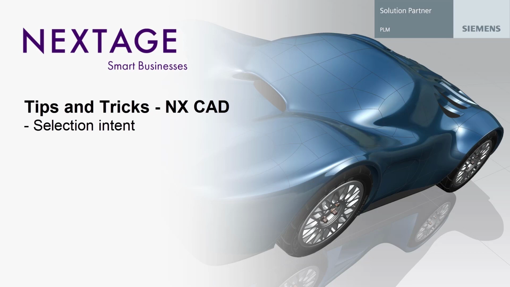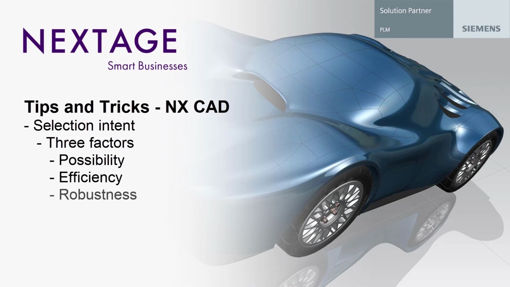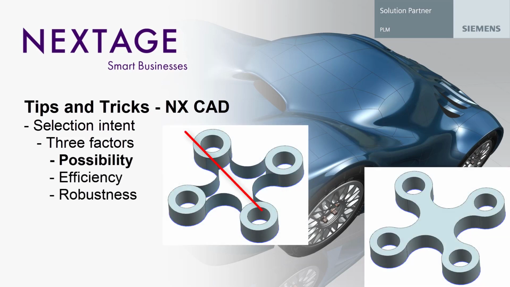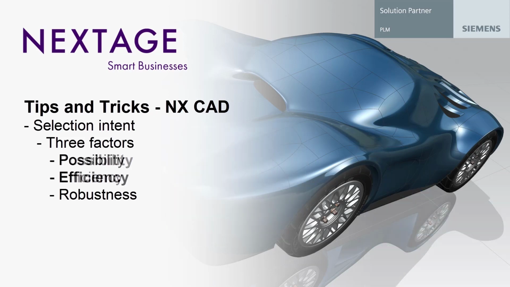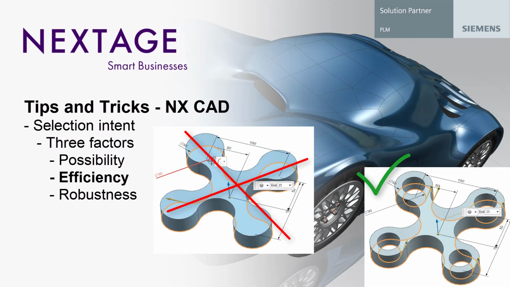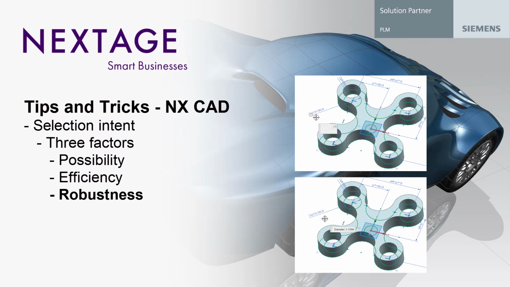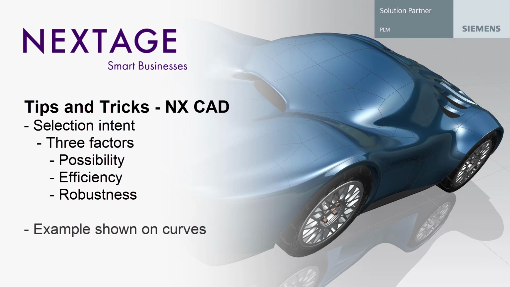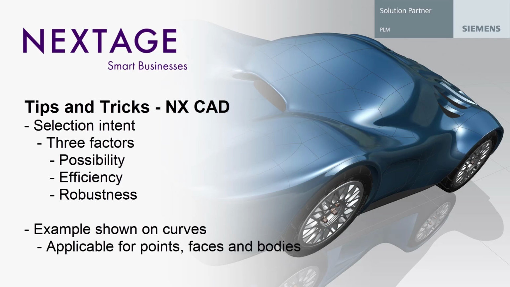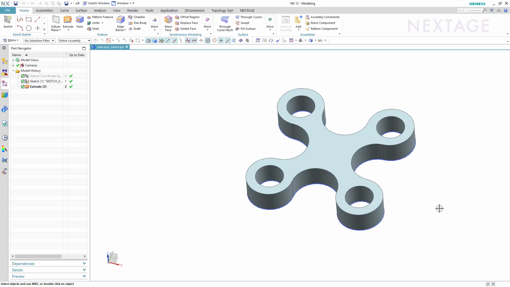When looking at the selection intent in NX, there are three factors to take into consideration: the possibility, efficiency, and robustness. Meaning, are you able to select what you want to select? How efficient do you select what you want to select? And how does your selection adapt to changes made in previous features? In the example, I'll use the curve rule, but the three factors are applicable to point, face, and body selection as well. I'll be using this part to explain what I mean by the three factors.